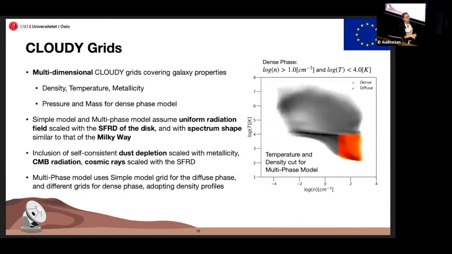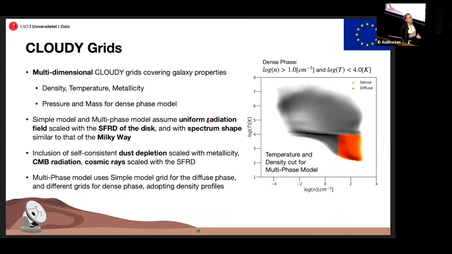My Cloudy grids are all multidimensional because I can't do a single Cloudy run for every particle, especially in Ponos, which has so many particles. So I make a grid using the density, temperature, and metallicity, but for the dense phase models, I also use the pressure and the mass of the dense particles.